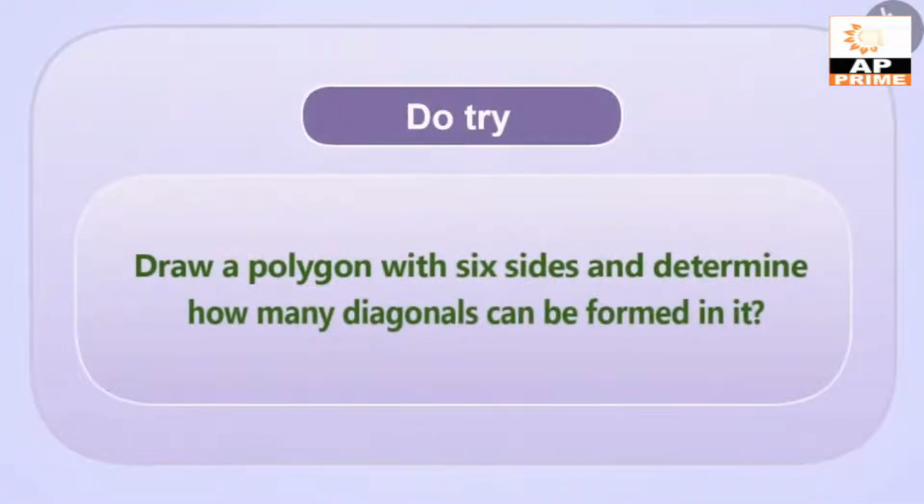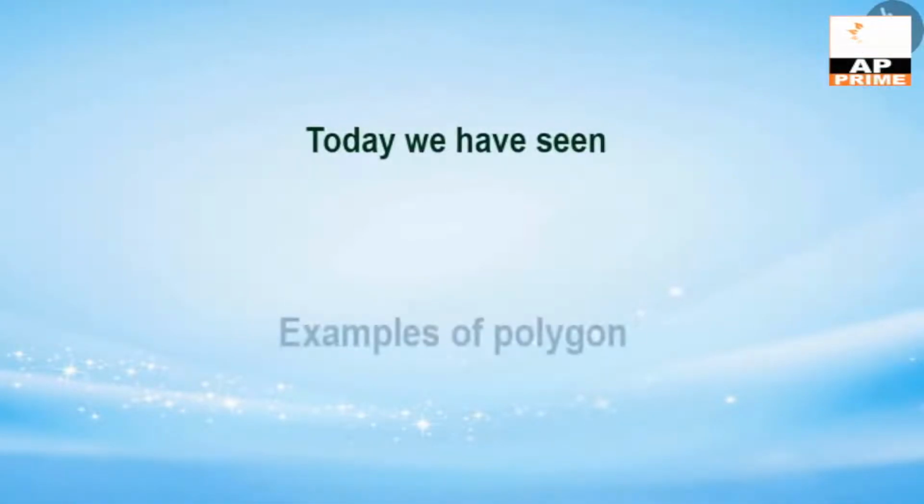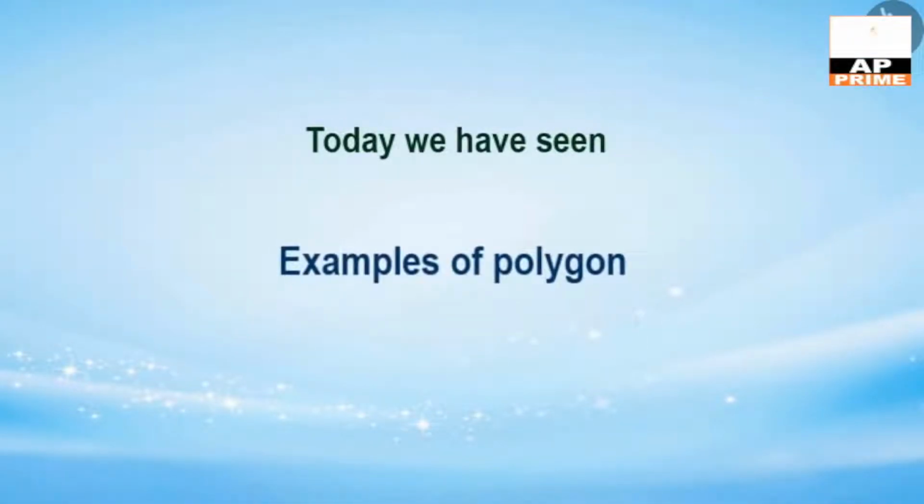Now solve this question by yourself. Draw a polygon with 6 sides and identify how many diagonals can be drawn in this. So today, we have seen examples on polygons. In the next video, we are going to see misconceptions related to polygons.